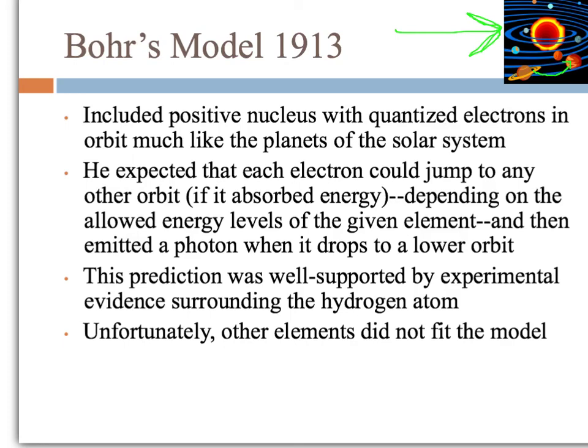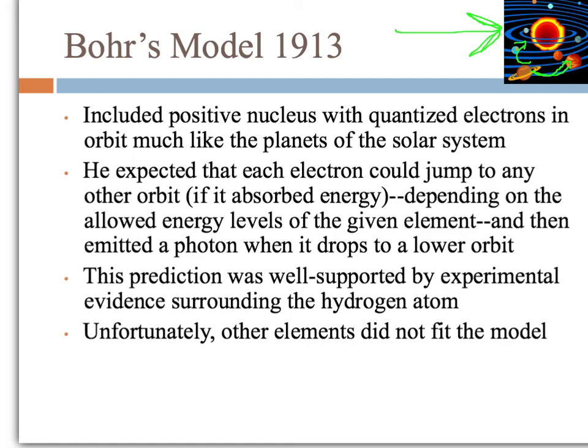He was dealing with a one electron model and saying this one electron can move from this path to this path or this path to this path, and there would be different colors of light depending on which path it jumped to. Think of it sort of like a ladder. You could go from rung 1 to rung 3, or from the first step to the fifth step. But you couldn't be in between steps. You have to be on one step, and the steps are well defined.